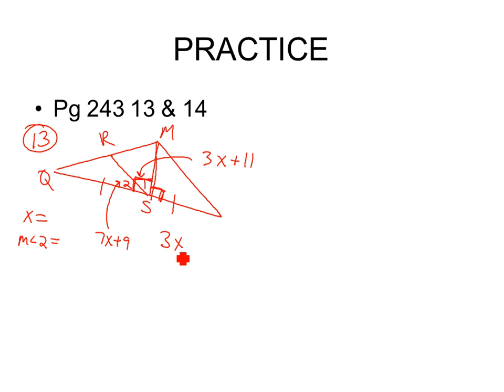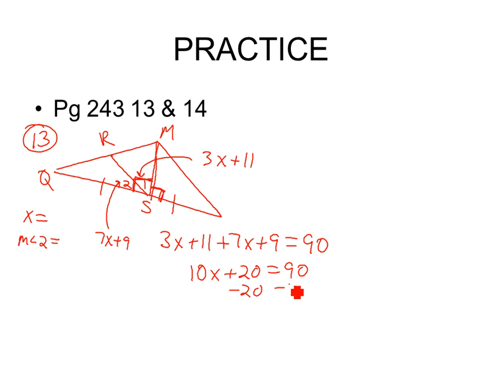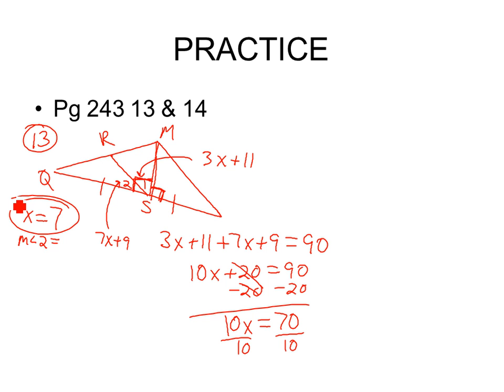So an equation we can set up is 3x plus 11, that's angle 1, plus 7x plus 9 should equal 90, because they should equal a right angle. Combine like terms, subtract 20 on both sides, and we end up with 10x equals 70. Divide by 10, and you end up with x equals 7. That was part of our answer.